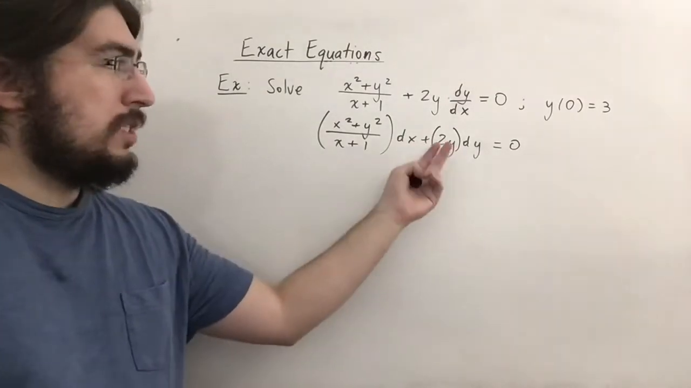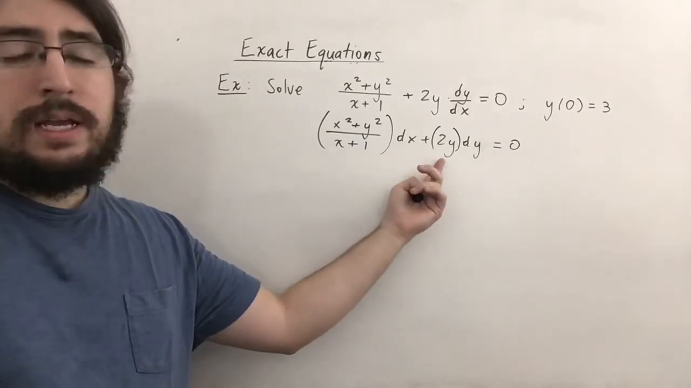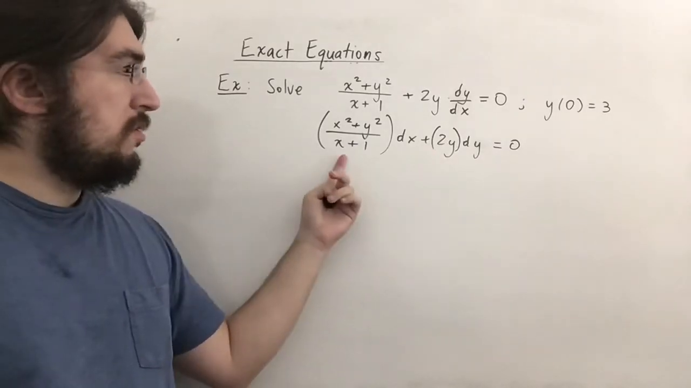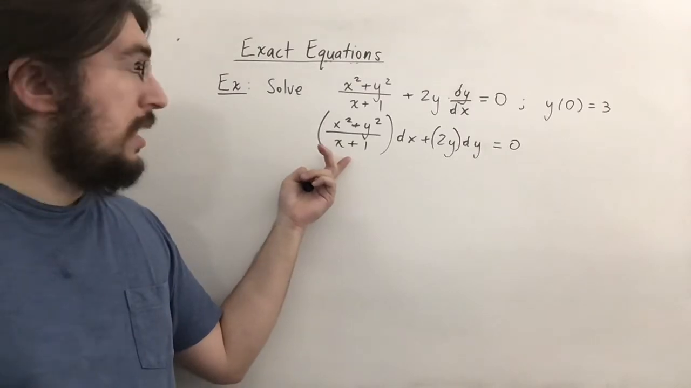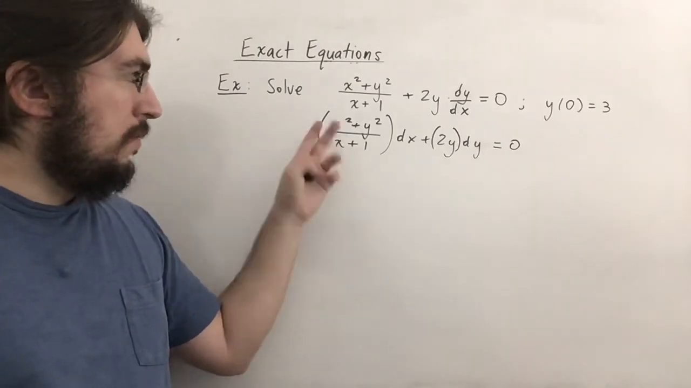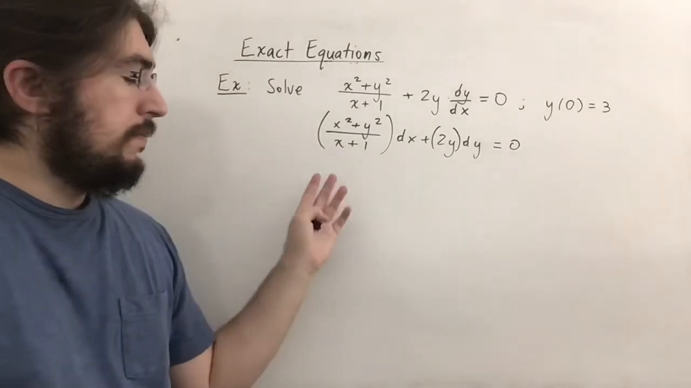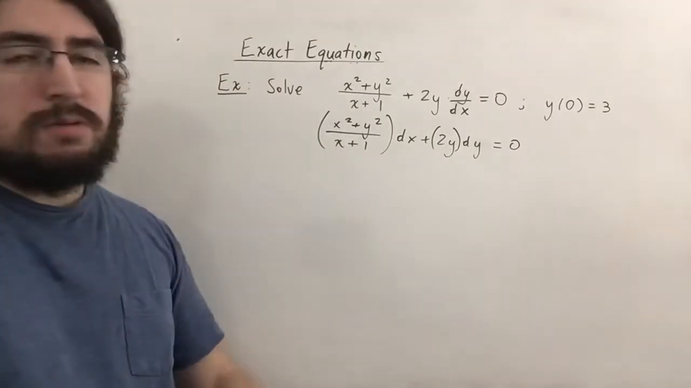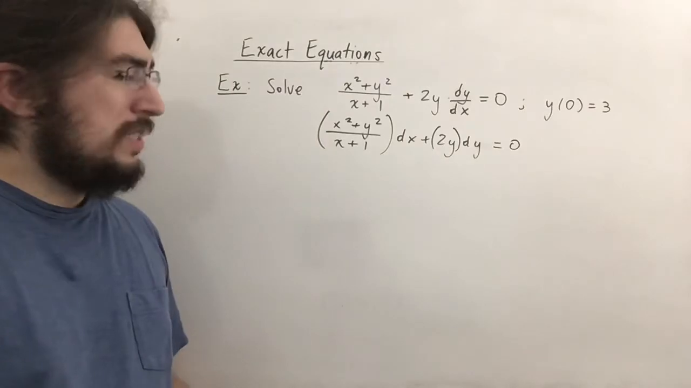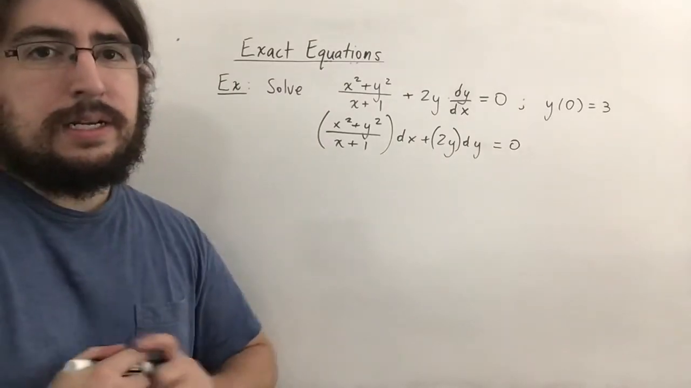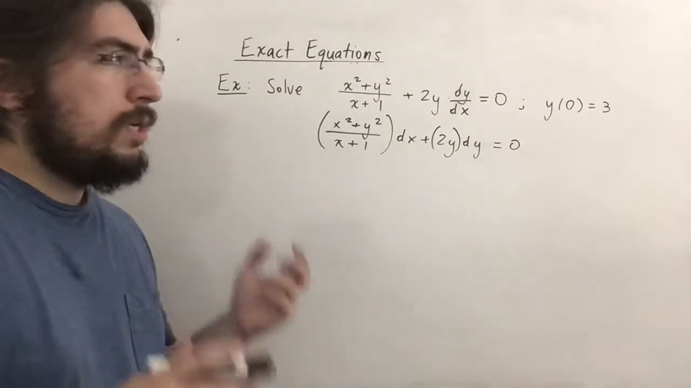No, not at all. Because derivative of this with respect to x is 0. Derivative of this with respect to y clearly is not 0. In fact, it's, derivative of the top is 2y, and then it's over this constant, x plus 1. And that's not equal to 0. So, as it turns out, yeah, this is not an exact equation, at face value anyways. What do I mean by that?